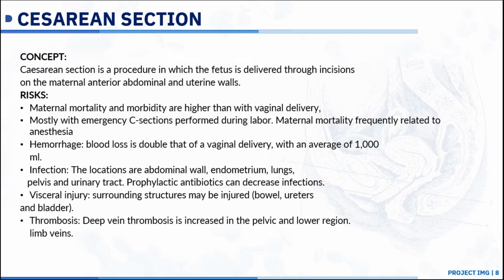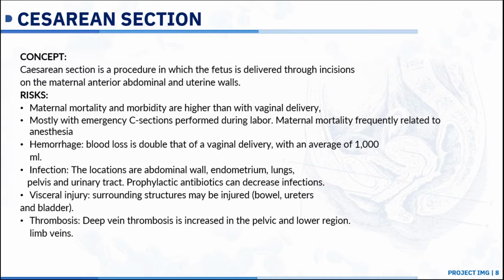Cesarean sections. The concept. Cesarean section is a procedure in which the fetus is delivered through incisions on the maternal anterior abdominal and uterine walls. Risks: maternal mortality and morbidity are higher than with vaginal delivery, mostly with emergency C-sections performed during labor. Maternal mortality is frequently related to anesthesia. Hemorrhage: blood loss is double that of vaginal delivery, with an average of 1,000 ml.